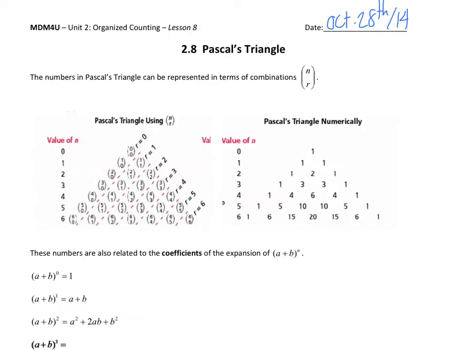Hey, Miss Penna, have you ever seen Pascal's triangle before? Yes, I think you have it right over here, but I've noticed that there's this triangle. I'm not really sure what that is. Can you explain? Well, I can try.